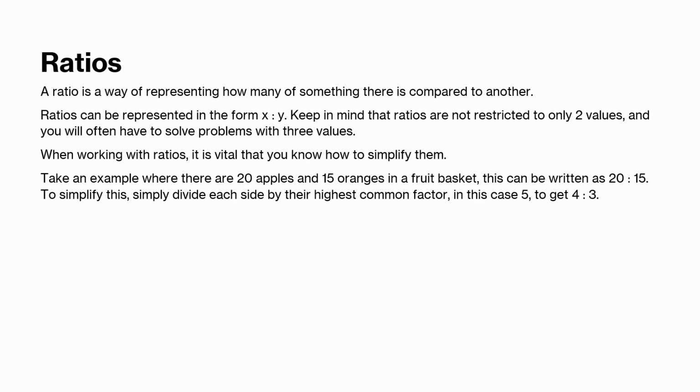Take an example where there are 20 apples, 15 oranges in a fruit basket. This can be written in the following form, 20 apples to 15 oranges. To simplify this, we simply divide by their highest common factor, in this case 5, to get 4 apples for each 3 oranges.